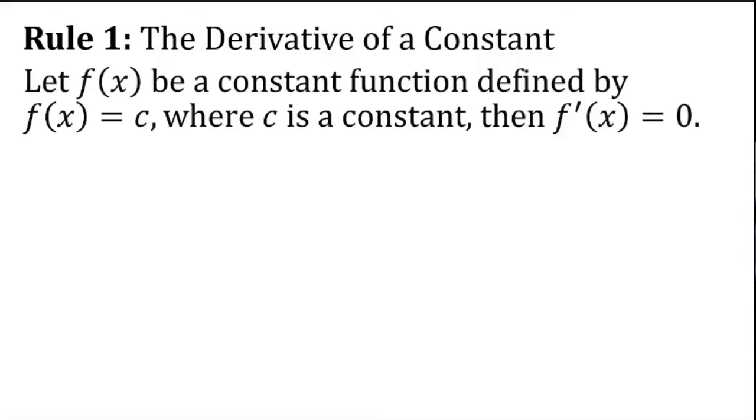So let f of x be a constant function defined by f of x equals c, where c is a constant. Then f prime of x is equal to 0. So remember, f prime of x is a notation which is used for the first derivative. f of x is also expressed as y in certain events. So for example, y equals c. So dy over dx is equal to 0.